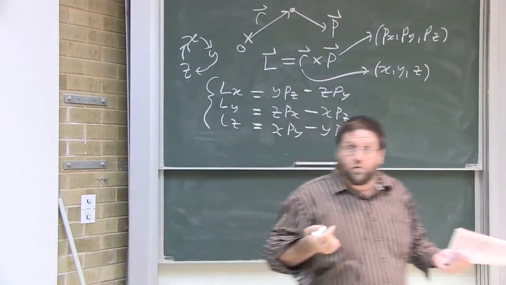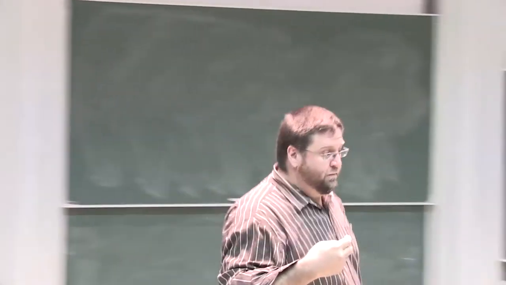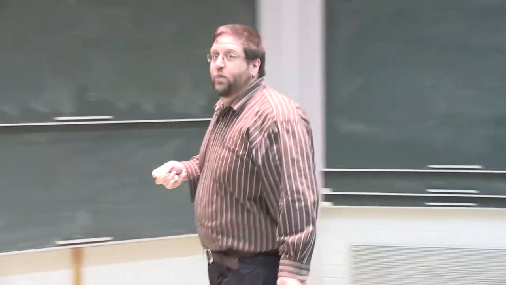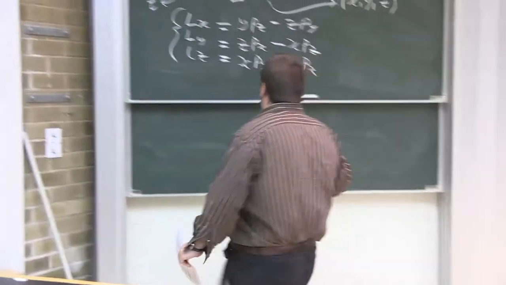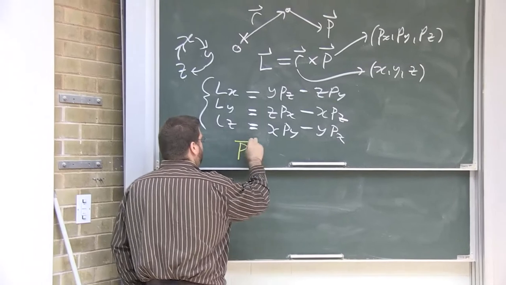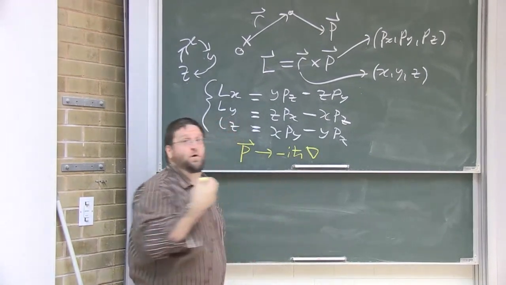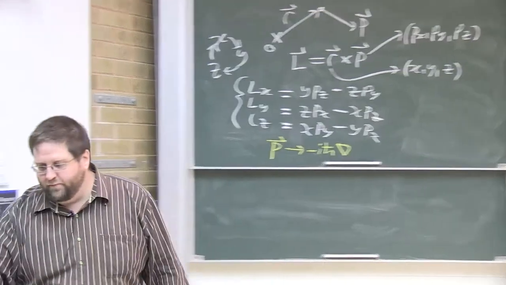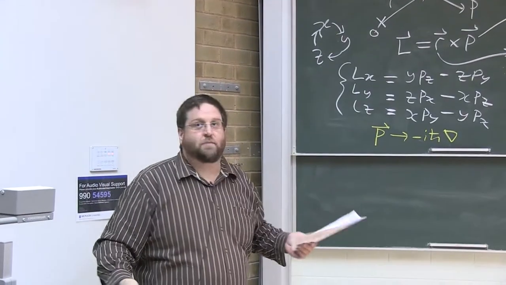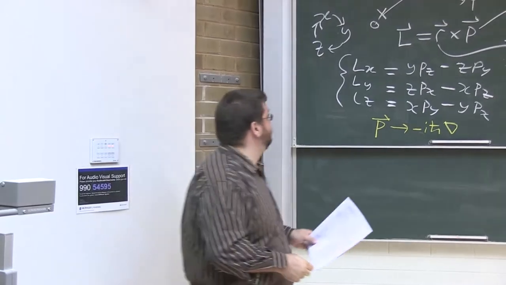But this is, of course, quantum mechanics. We want to take this classical expression for orbital angular momentum and make it quantum mechanical. So we remember equation 31, the Schrodinger correspondence rule for momentum. We replace momentum with this object here, which is proportional to the gradient operator.